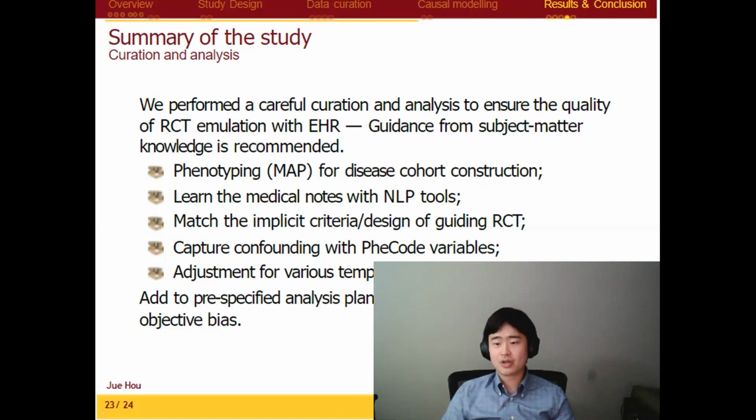And we also capture confounding from other diagnoses and symptoms co-occurring. And we adjust for various temporal trends in the analysis. So all this knowledge is very useful if later we want to design a pre-specified analysis plan, as advocated by some other people in the field, to reduce subjective bias, right? So even if you have a pre-specified plan that would eliminate the subjective bias, if you have a poor method, then some objective bias can still be there. So this is kind of helping to solve that issue.